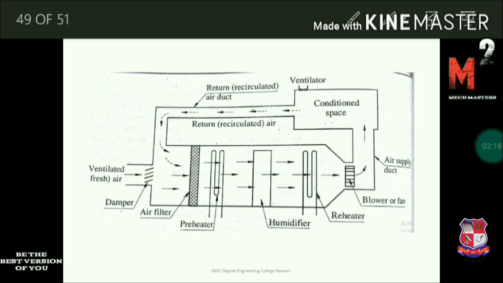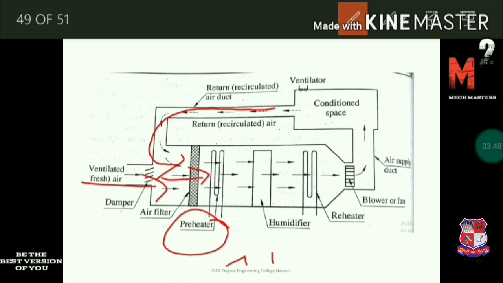Let's see the second type, the winter air conditioning system. In winter we require the process of heating and humidification. So here we increase the temperature of air and we increase the humidity of air. In winter air conditioning, the room air and the fresh air are mixed here. This mixture is sent to the filter for cleaning. After that, the clean air is transferred into the preheater, where we increase its temperature.